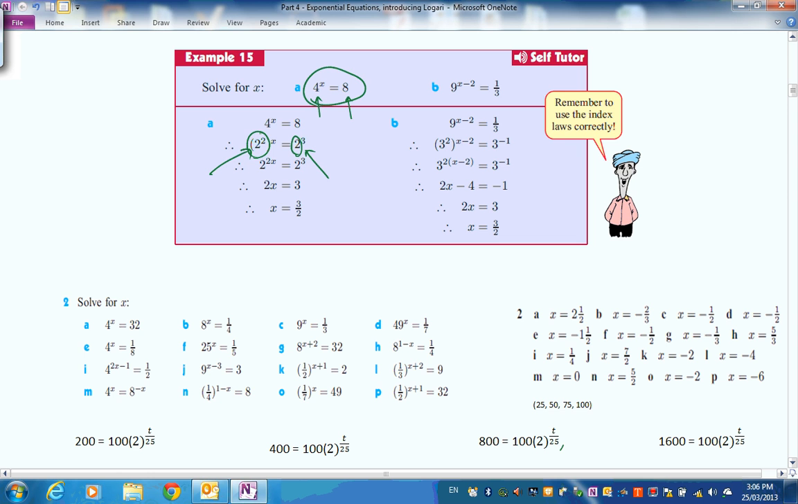And now we've got to know our power rules. 2 squared to the x, hang on, that's a to the m, all to the n. You've got to multiply those powers together.